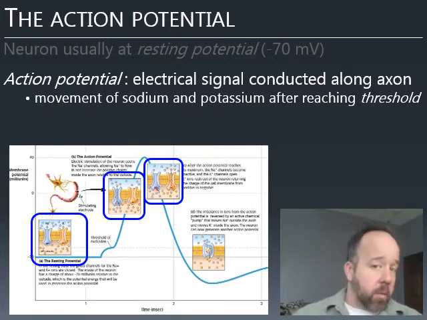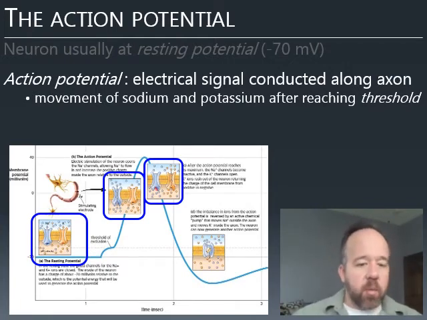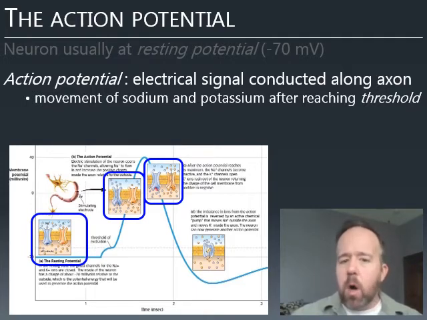So when sodium comes in, the curve goes up because more positive charge is coming in. When potassium starts leaving, the curve goes down because positive charge is leaving the inside of the neuron. The inside of the neuron is getting more negative. And so much potassium leaves that you actually not only get back to resting potential, you overshoot it a little bit. And so that is the up and down motion of voltage in an action potential.